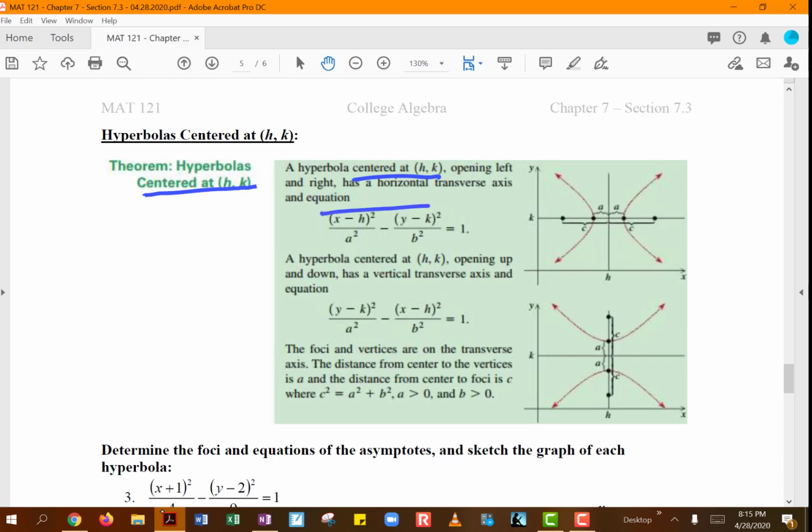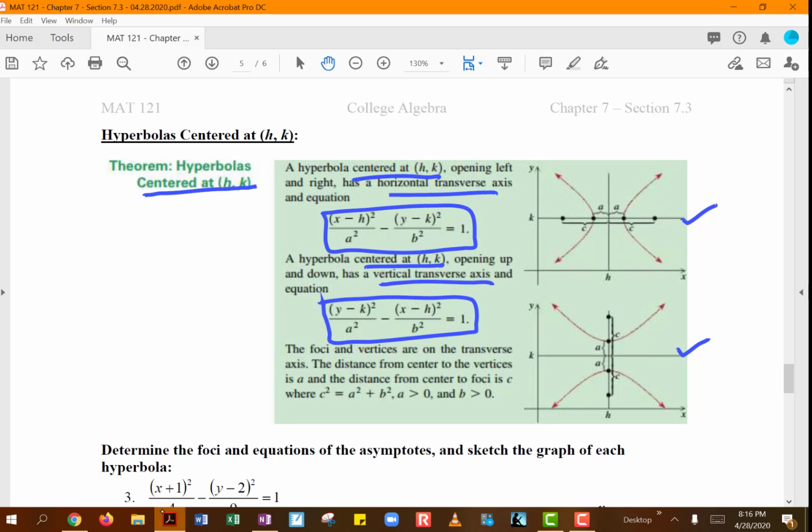But again, if the x variable is the first one, then your hyperbola is opening left and right. And if you have (y minus k) quantity squared over a squared minus (x minus h) quantity squared over b squared equals 1, and the y variable is the first one, that means your hyperbola is opening up and down. So when the x is the first variable, you have a horizontal transverse axis. When you have y squared as your first variable, then you have a vertical transverse axis.